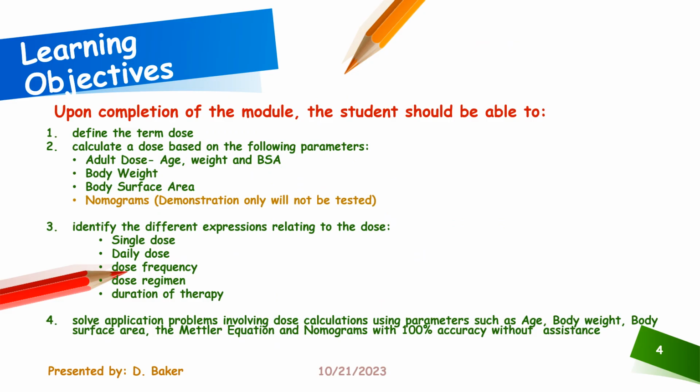Throughout this recording, we will focus on calculation of doses, and there are some things that we will need to take note of. So, defining the term dose, calculate a dose based on the following parameters: adult dose, the age, weight, and body surface area considerations, calculating dose based on the body weight, and calculating dose based on the body surface area.